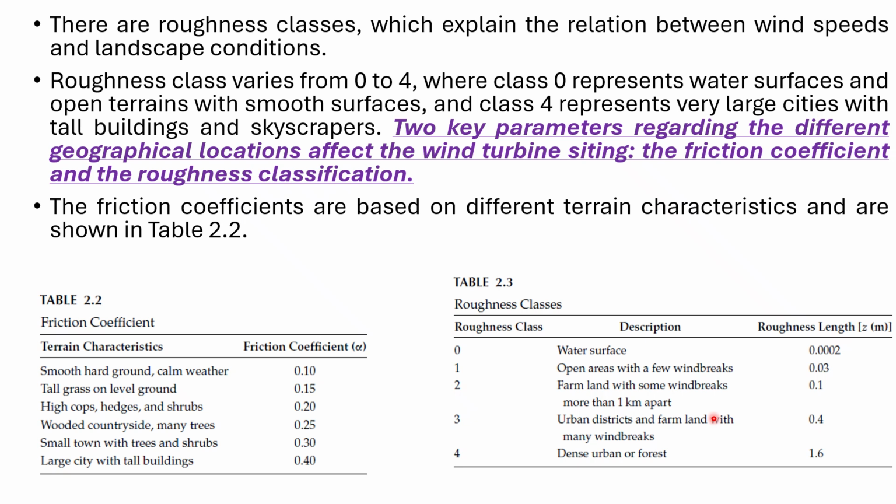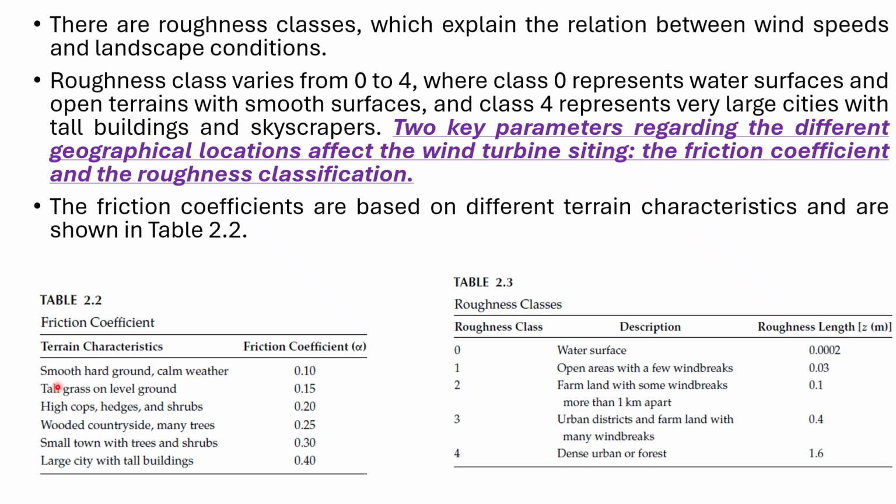Whereas for roughness class 3, that is where the urban class starts. So urban districts and farmland with many windbreaks. So the roughness length is 0.4, and for the last one, roughness class 4, it represents dense urban or forest. So the roughness length is 1.6 correspondingly. So this tells how far the roughness will be and the relationship between the wind speed and the landscape, that decides the roughness also. Likewise, when we go on to the friction coefficient, this friction coefficient is based on different terrain characteristics, and that's what is shown here, the corresponding friction coefficient with the terrain characteristics.